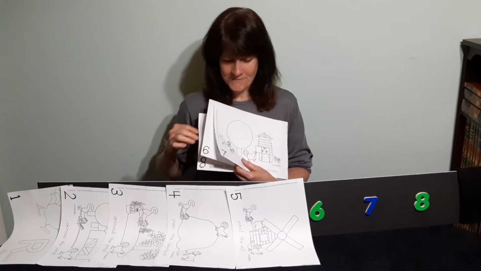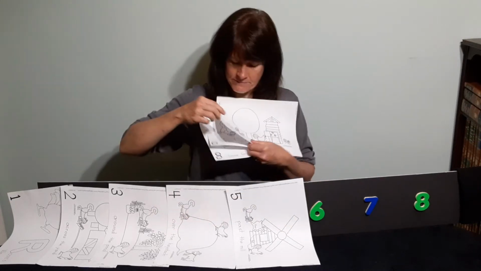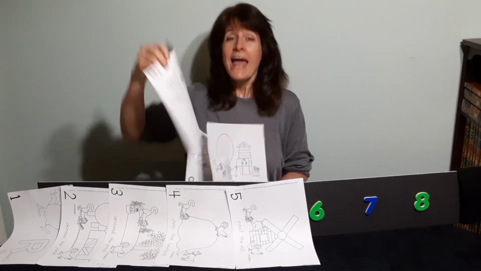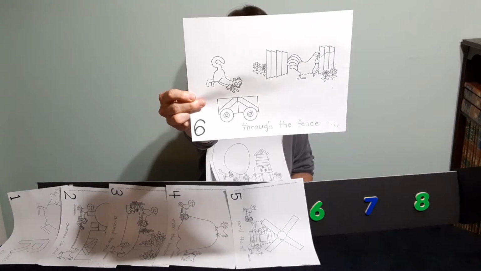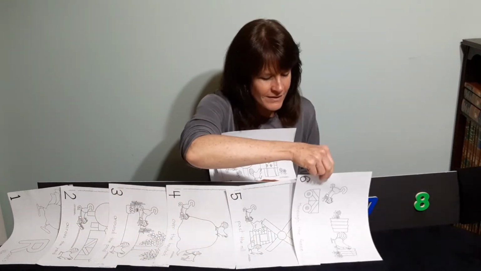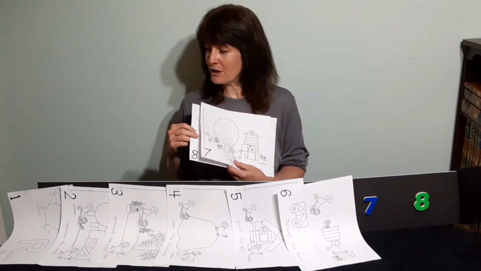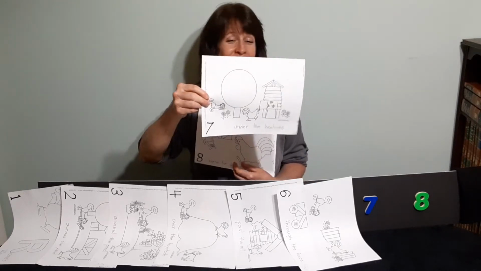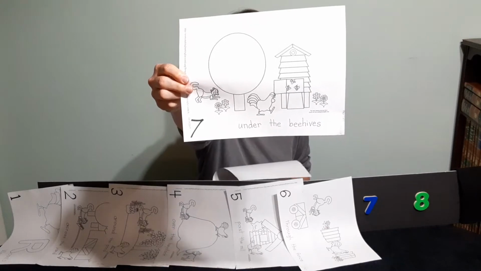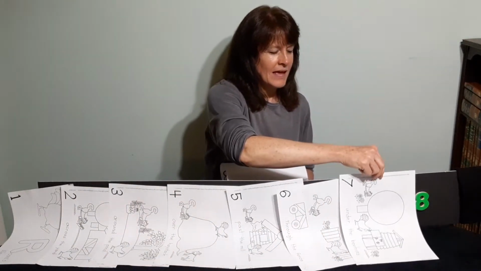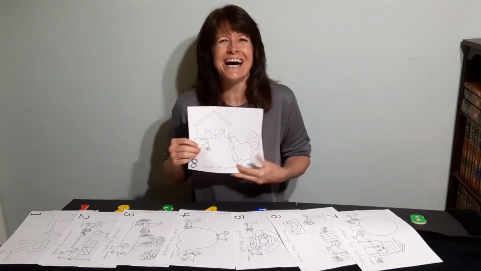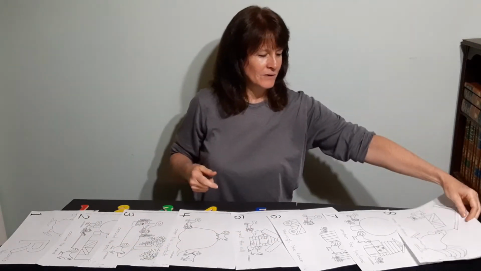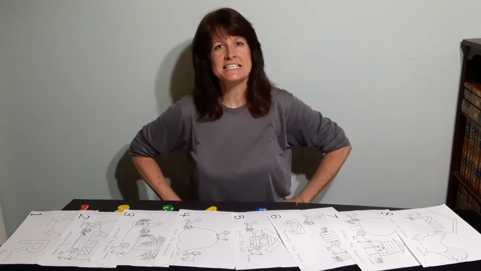Let's see, the next one is number 6. Oh, that's a 7. I don't want that. That's an 8. No. Here it is. Page 6. Through the fence. We are almost done with our book. 1, 2, 3, 4, 5, 6. Oh, this one's in order. Page 7. Under the beehives. And here comes our last page. 8. Home for dinner. Well, we must be done building our book because it decided to lay down all by itself.